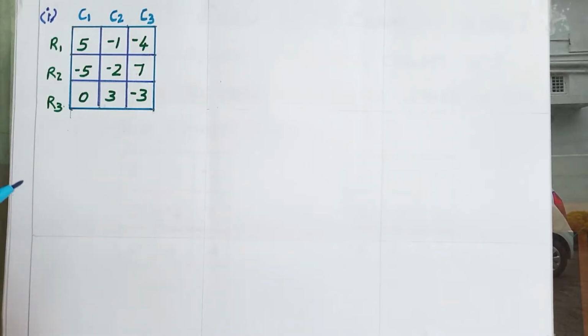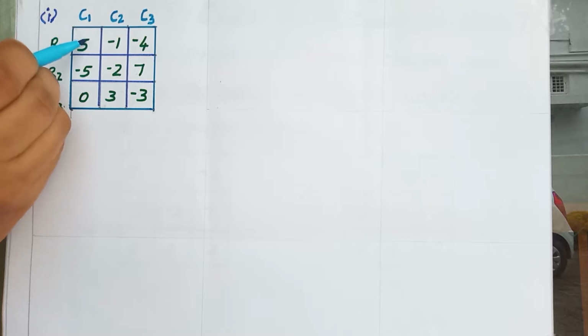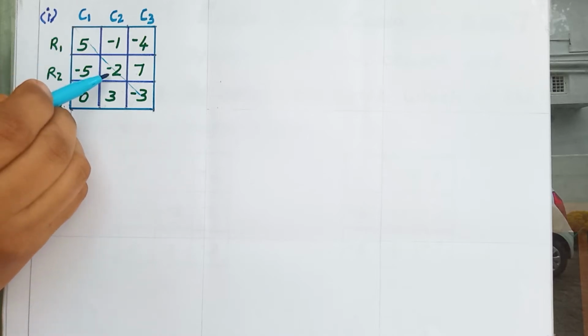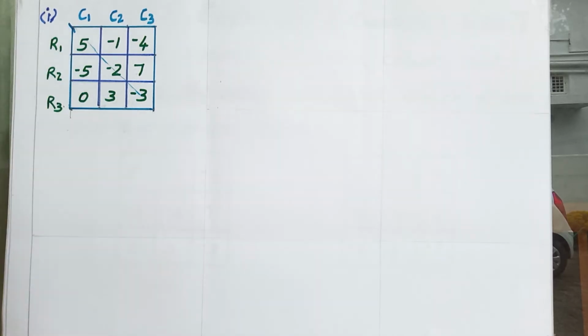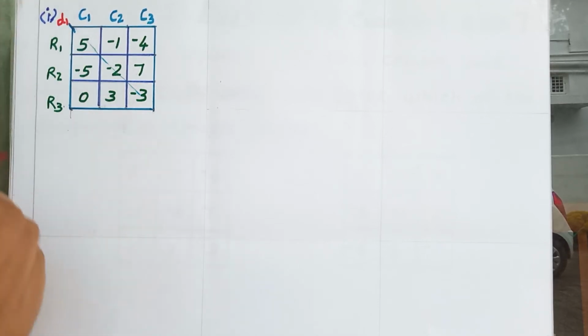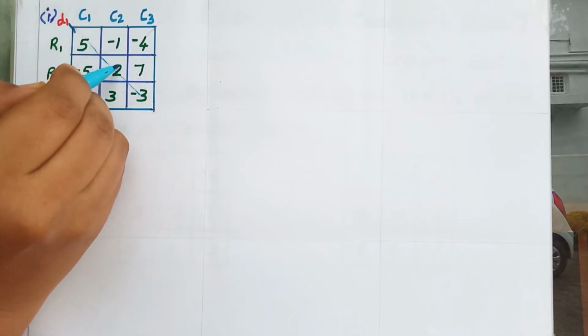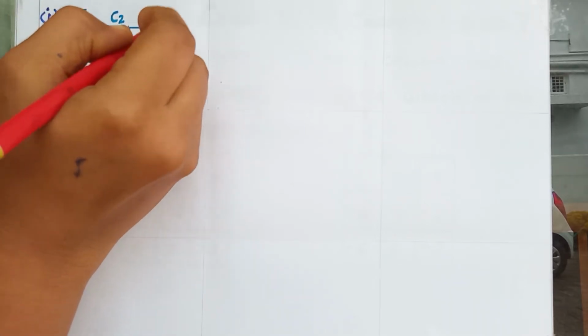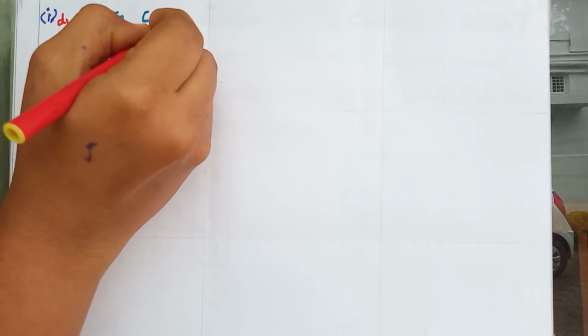And which is the diagonal here? See, this line is the diagonal. What are the numbers lying on this line? 5, -2, -3. The first diagonal we can represent by D1, and this is the second diagonal. -4, -2 and 0 are lying on that diagonal and it can be represented by D2.